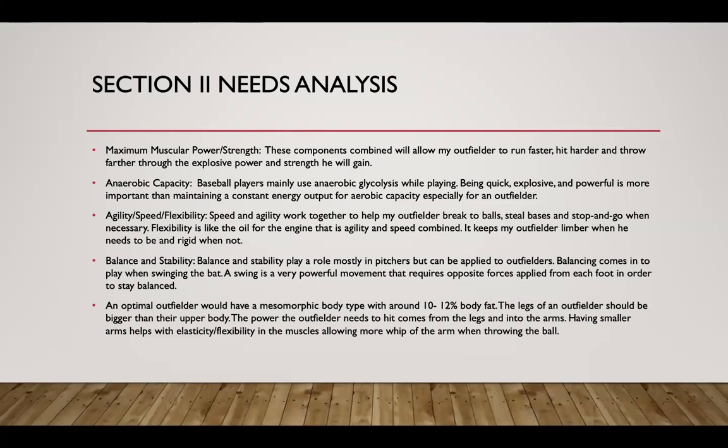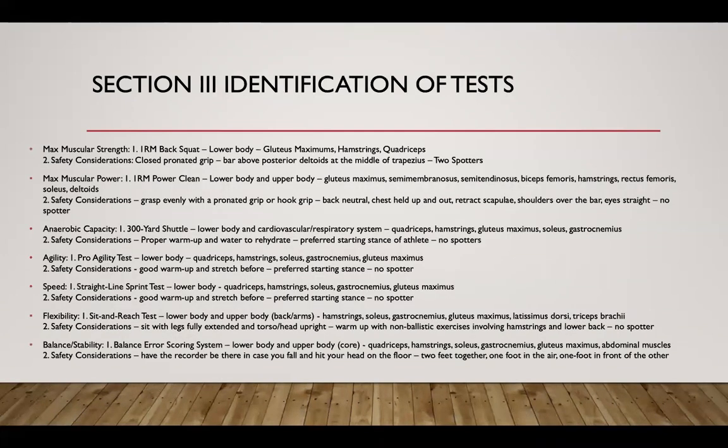An optimal outfielder would have a mesomorphic body type with around 10 to 12 percent body fat. The legs of an outfielder should be bigger than their upper body. The power the outfielder needs to hit comes from the legs and into the arms. Having smaller arms helps with elasticity and flexibility in the muscles, along with more whip of the arm when throwing the ball.